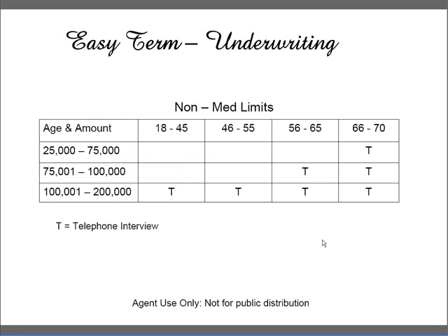While American Amicable's Easy Term is based on non-medical, they do require a telephone interview for face amounts $25,000 to $75,000 for ages 66 to 70, on face amounts $75,001 to $100,000 for ages 56 to 65, and for ages 66 through 70. For face amounts of $100,001 to $200,000 for ages 18 to 70, a telephone interview is always required.